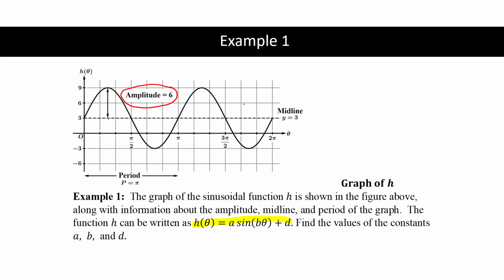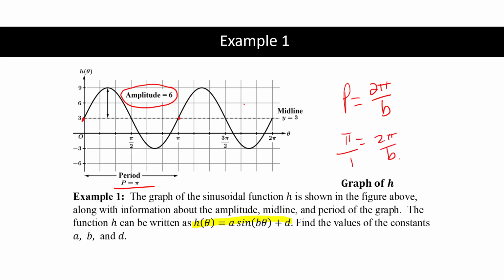Next we're going to analyze our B. To find our B, we use our period, okay? So to find our B, we have to use our period. And that's because our period equals 2 pi divided by our B. So if I know my period, can I solve for my B? Yes. Looking at this function, it starts here at 0 and it ends here at pi. So that's why my period is pi. So we have pi equals 2 pi divided by B.